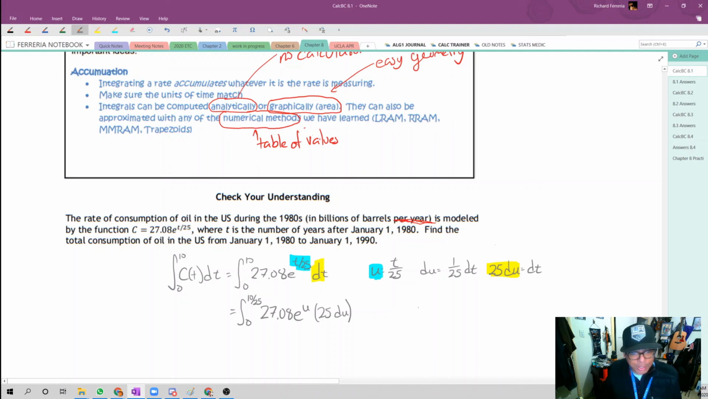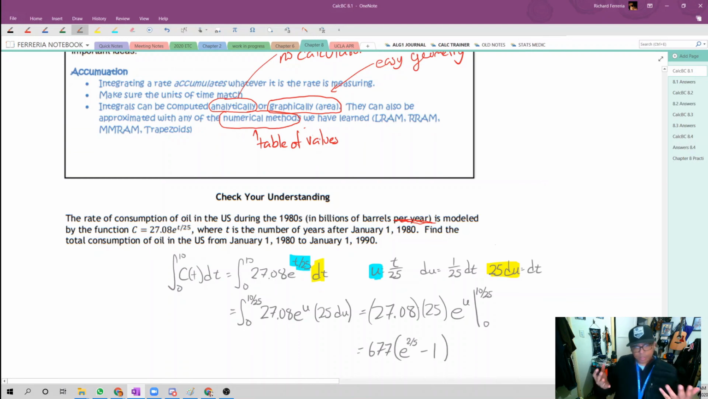Okay, this is actually a very easy integral now. We've got 27.08 multiplied by that 25. I can definitely do that later. E to the u from 0 to 10 over 25. And let's substitute everything in, and you get 677 multiplied by e to the 2/5 minus e to the 0 power. E to the 0 power is just 1. So we can just turn this into a 1.